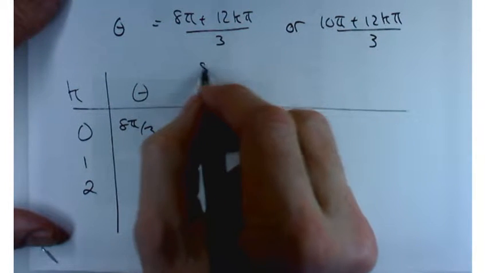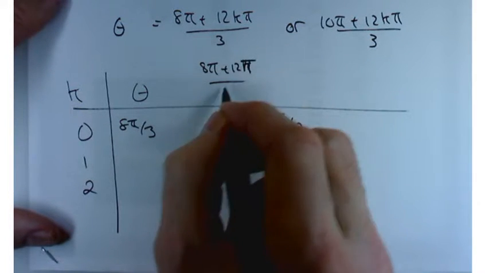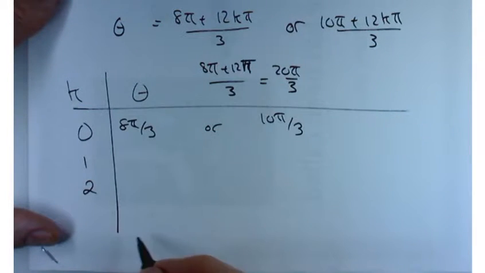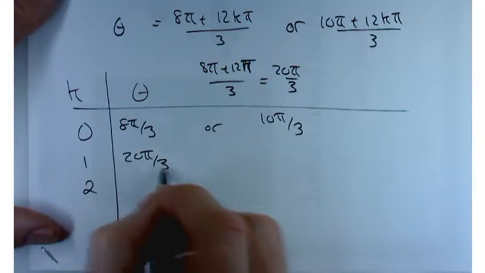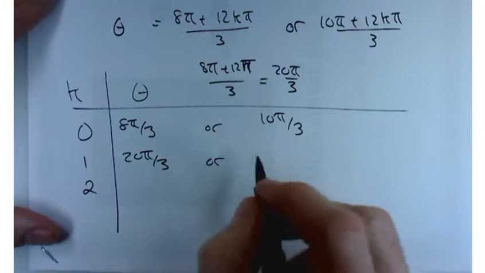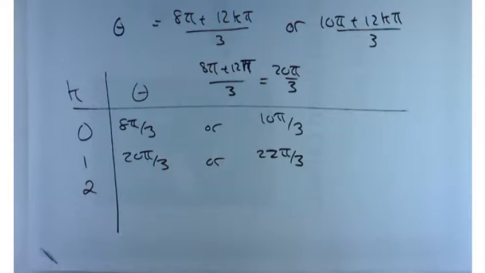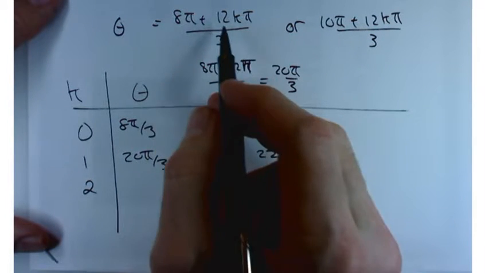Well, let's see, it'd be 8 pi plus 12 pi over 3. So it'd be 20 pi over 3, right? 20 pi over 3. Yep, and 22 pi over 3. Good. And we just need to do one more. You could choose k equal 2, k equal 1, or maybe k equal negative 1, etc. If we choose k equal 2, then what will we get?